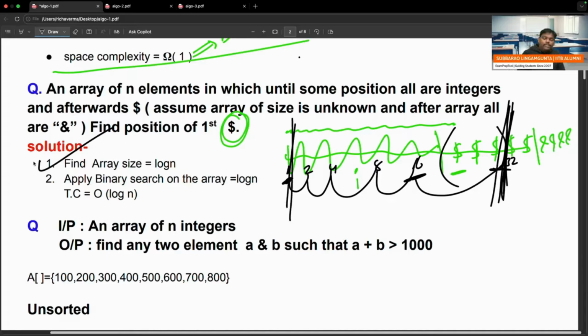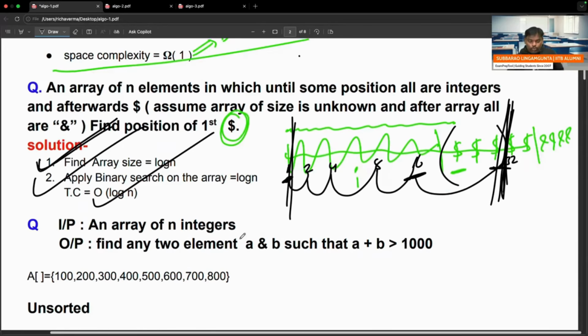So find the array size, which is log n, and apply binary search, one more log n. Total becomes log n time complexity. Log n plus log n, 2 log n, which is nothing but log n. Right, fine. See, one more problem.